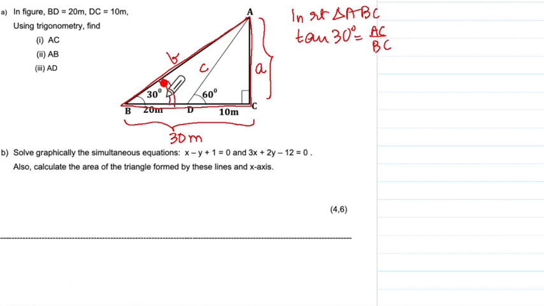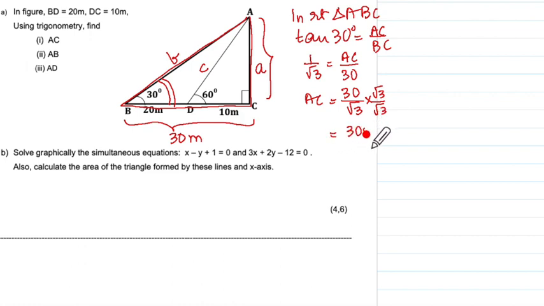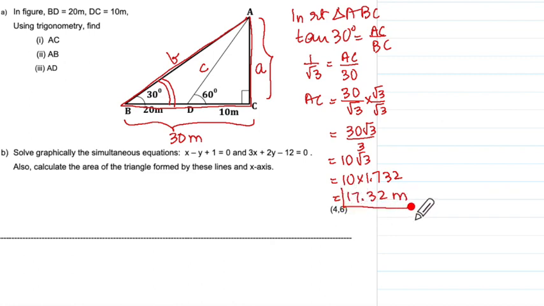So you have to link what is known to what is unknown. 30 and this 30 degrees has to be linked. Tan 30 is 1 upon root 3. So AC is to be found out. BC is 30. And so our AC will be equal to 30 upon root 3. Rationalize it. We never keep an irrational number in the denominator. So 30 root 3 upon 3. So that will give us 10 root 3, which will be 10 into 1.732, which will be 17.32 meters. And that becomes our answer 1.